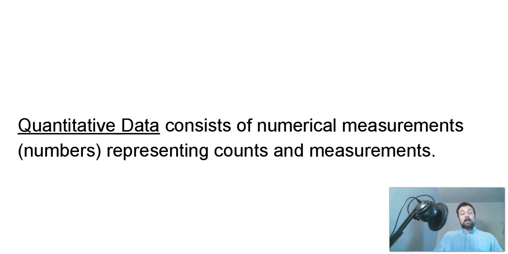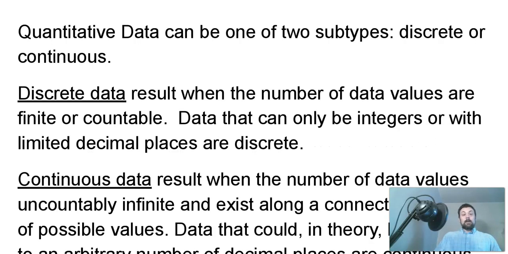Now, quantitative data can be further described by two different subtypes, either discrete data or continuous data. This is another versus. We have parameter versus statistic, qualitative versus quantitative, and now we have discrete versus continuous. But discrete and continuous only apply to quantitative data. We cannot use those labels for qualitative data.